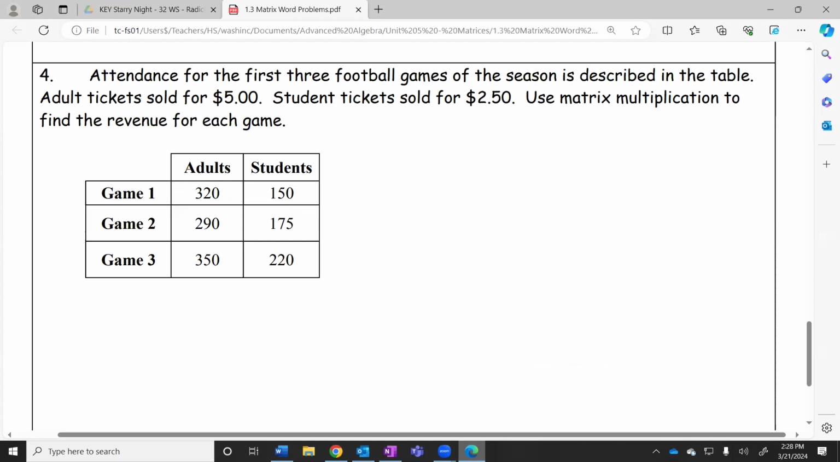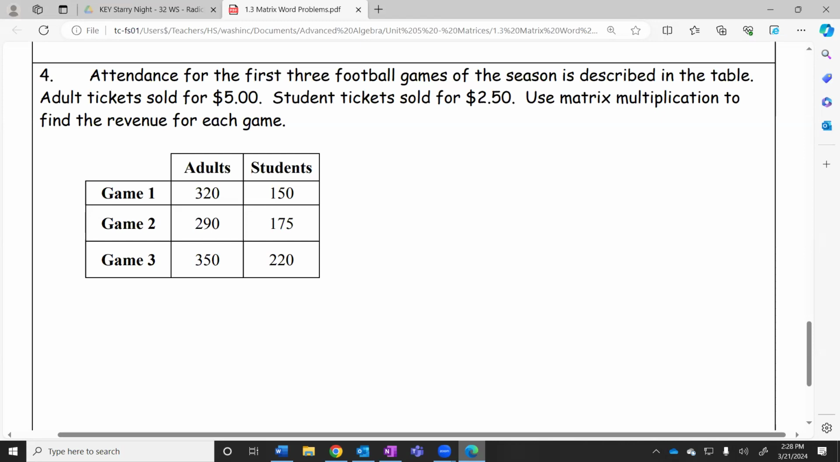We had 320 adults at the first game, 150 students at the first game. Adult tickets were $5 and student tickets were $2.50. How much money did you collect for ticket sales during game 1? How could we figure that out?